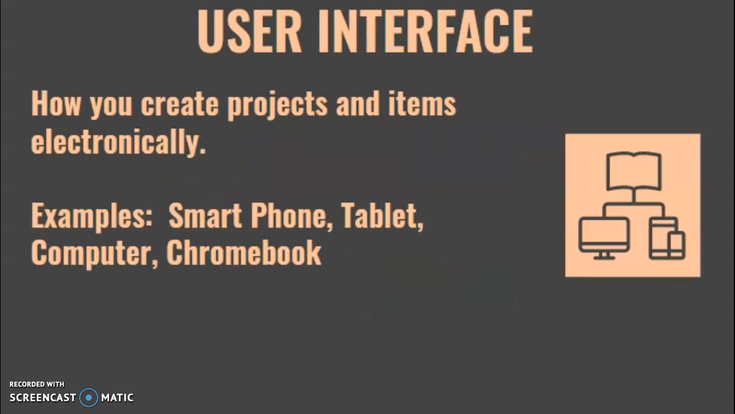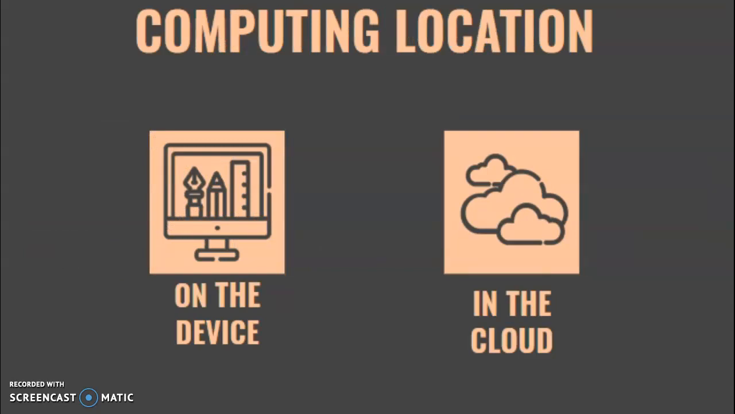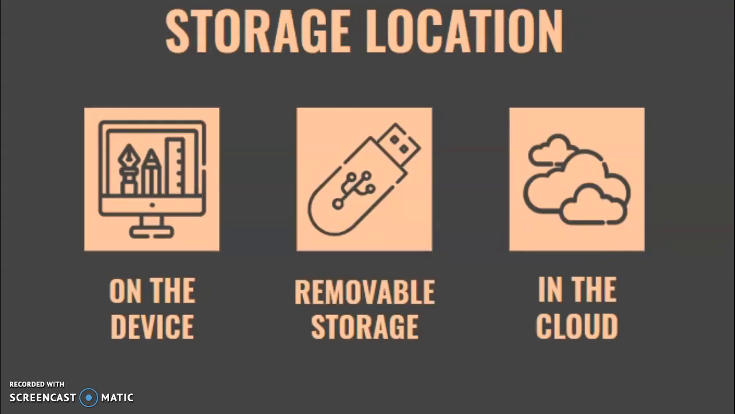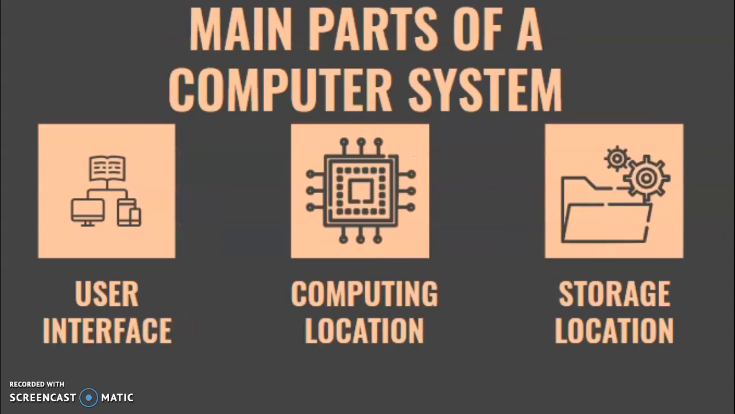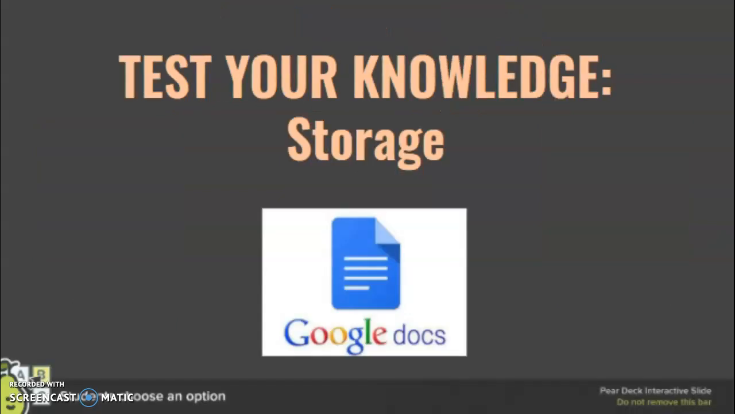So, quick summary. User interface is how you create projects and items electronically. Examples of that: smartphone, tablet, computer, Chromebook. The computing location can either be on the device or in the cloud. The storage location can be on the device or in the cloud, or it can be on removable storage that we can move from one machine to another. And again, that brings us back to the main parts of the computer system: the user interface, so what you interact with, the computing location, so where it is doing the calculating, and then the storage location.